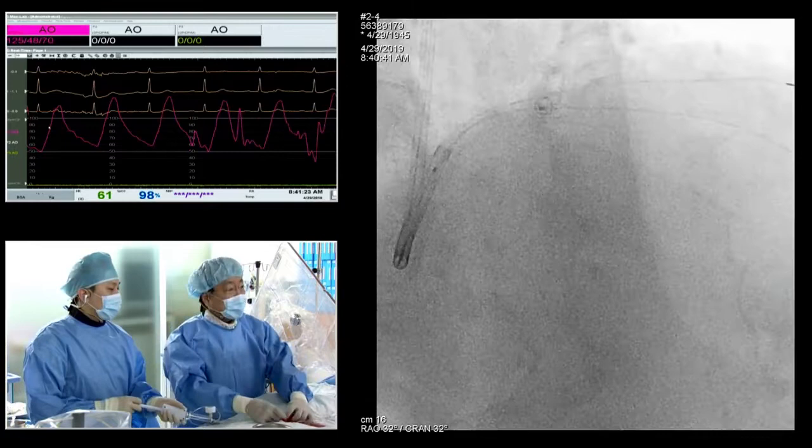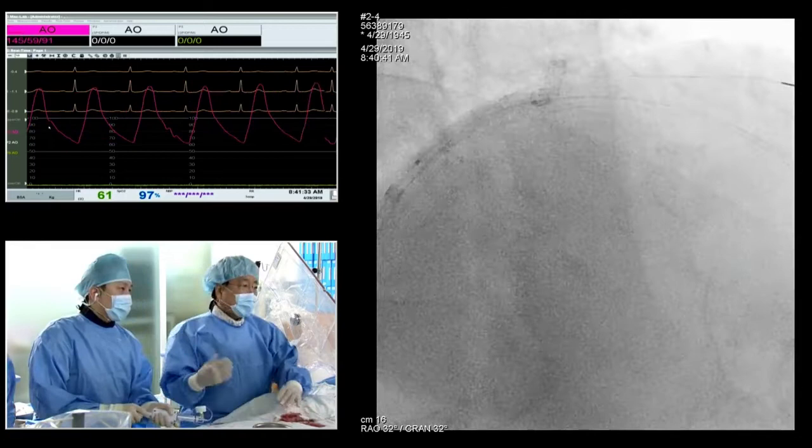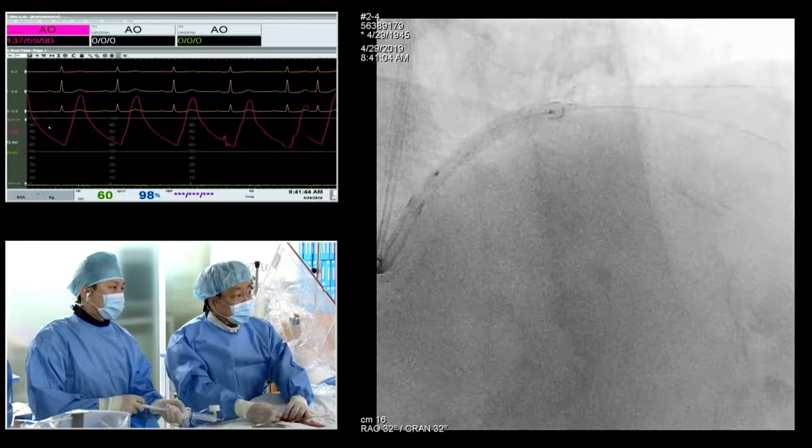Yes. The main thing is, to be honest, okay, inflate. 14. What is nominal? 12. 13, 14, 14. 16. What is final? 3.7. 3.7. Final stent expansion, yes. So using the delivery balloon.